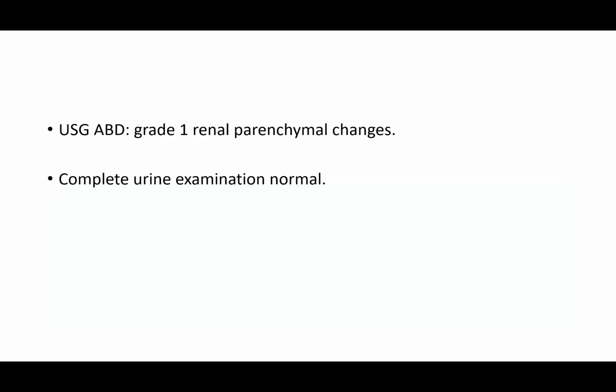Next slide. As this baby had antenatal scan showing renal changes, ultrasound abdomen was done postnatally, which was showing grade 1 renal parenchymal changes, and complete urine examination was done here, which was normal. So now we are with a baby who has dysmorphic features with hypotonia and neuroimaging showing migration defects with renal involvement. Next slide. So at this stage, we came to the question of whether we are dealing with peroxisomal disorders.